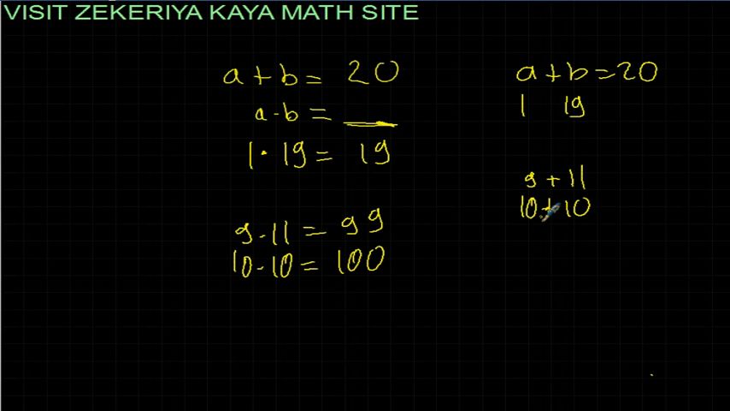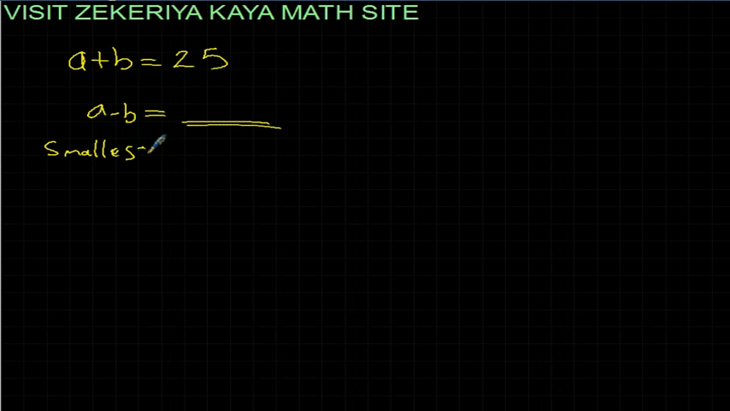Now let's give you another number to find. If a plus b is equal to 25, find the smallest and biggest product. Smallest and biggest product. Smallest, let's write it here, biggest.